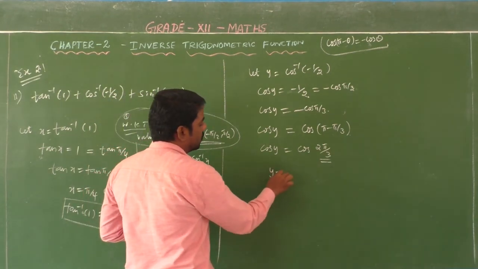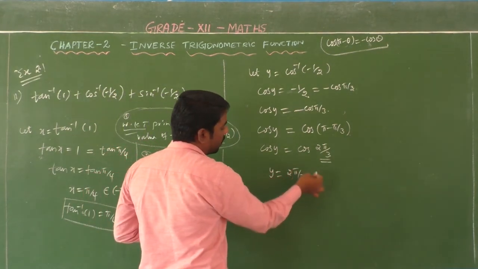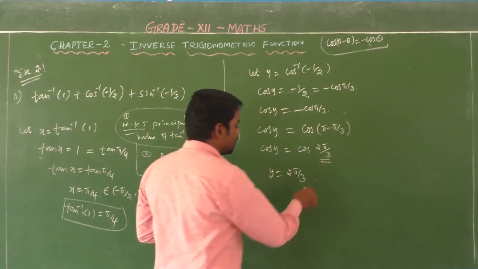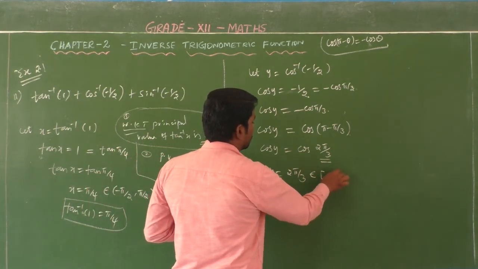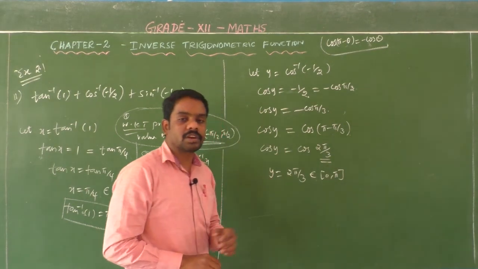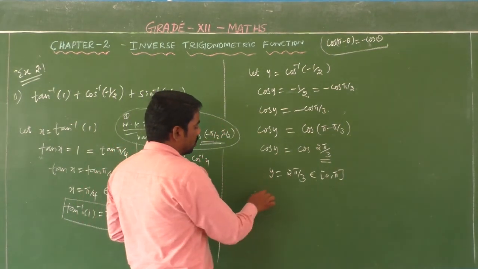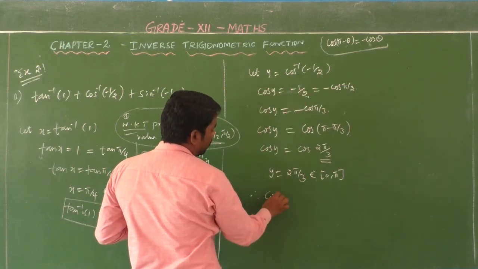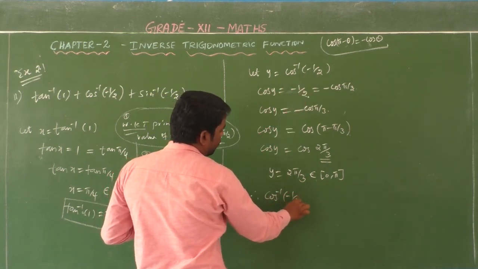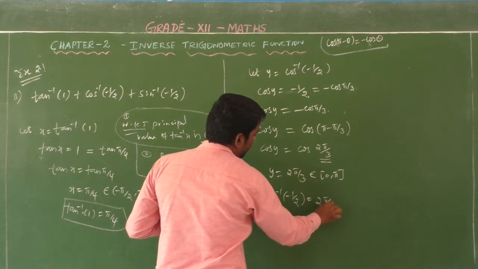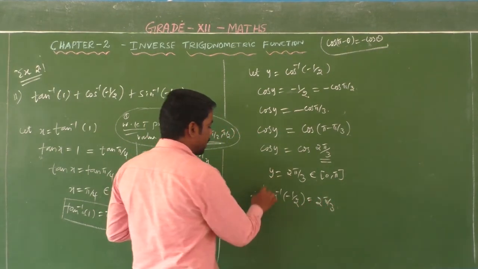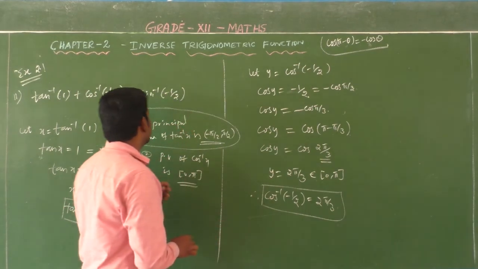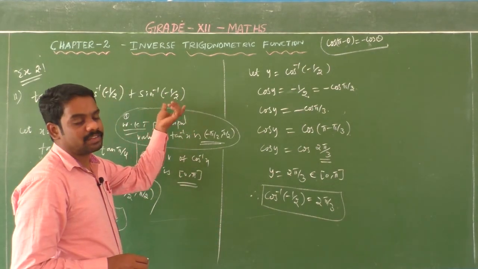Therefore y is equal to 2 pi by 3. Y equal to 2 pi by 3 also belongs to the closed interval 0 comma pi. Therefore, let us consider y equal to cos inverse of minus 1 by 2. The value of cos inverse of minus 1 by 2 is 2 pi by 3. And the last one, the third one, sine inverse of minus 1 by 2.